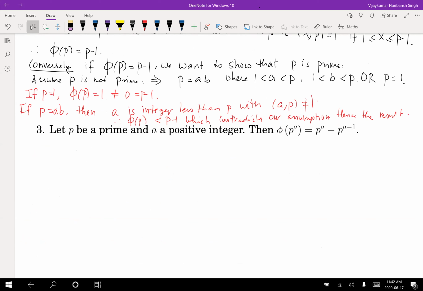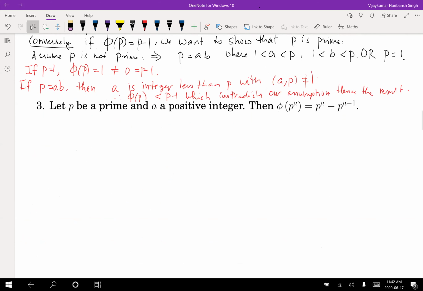So now let's move on to the next problem. Let p be a prime and a be a positive integer. Then phi of p to the power a is p to the power a minus p to the power a minus 1. So first, let's see what phi of p to the a is. What we'll do is the following. We will count the integers.